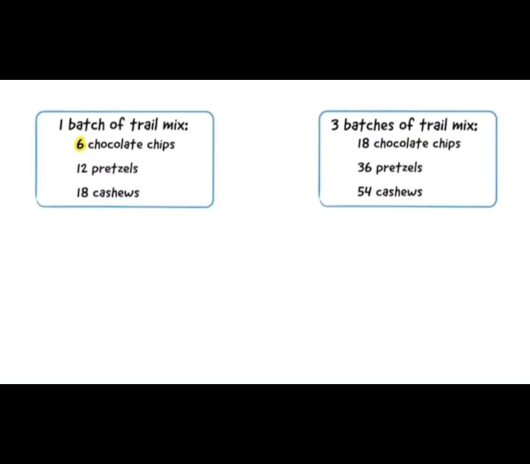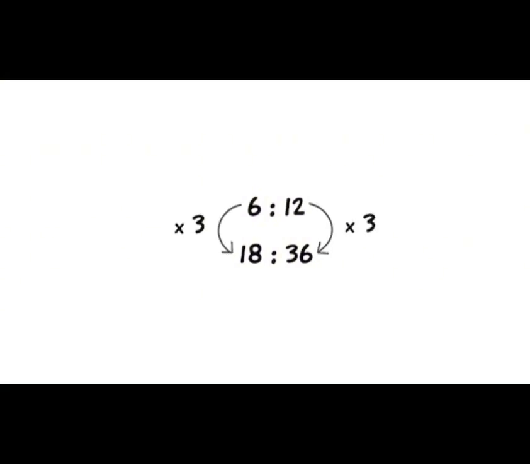The ratio of chocolate chips to pretzels in 1 batch is 6 to 12, and the ratio in 3 batches is 18 to 36. These ratios are equivalent because you multiplied each number in the first ratio by the same value to get the second ratio. This means both mixes will have the same mixture of chocolate chips and pretzels.